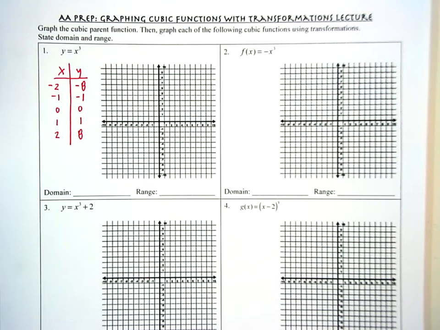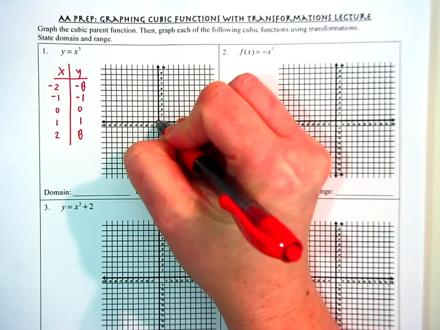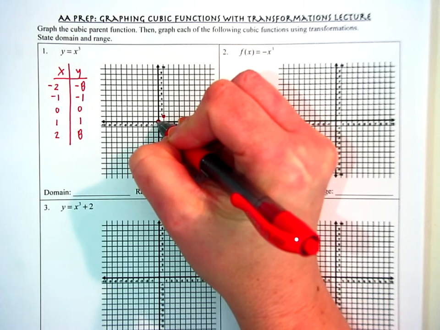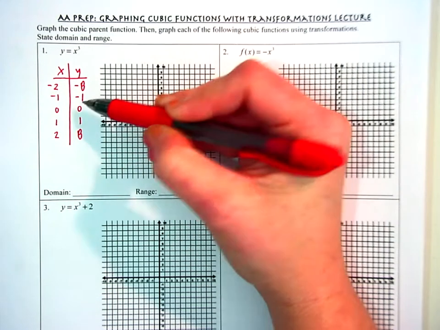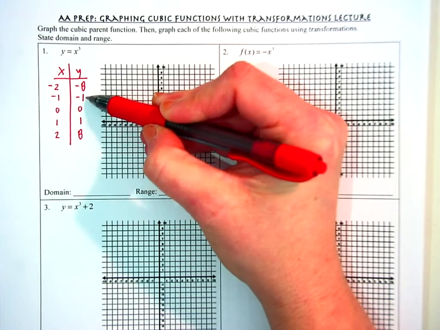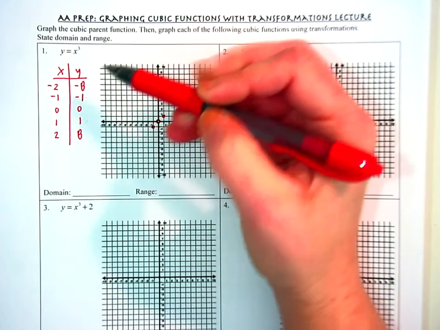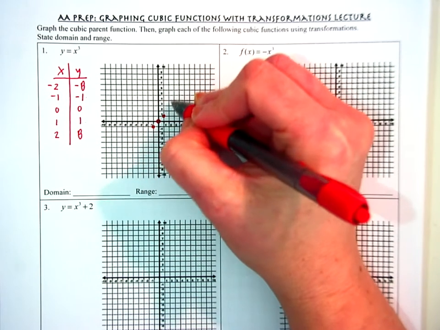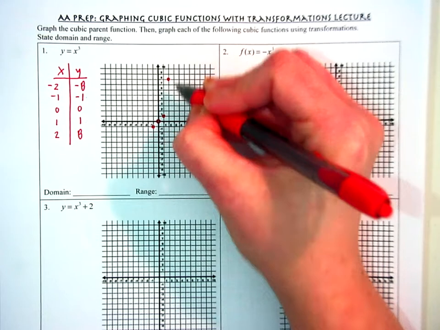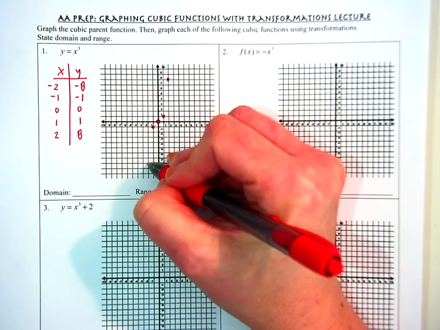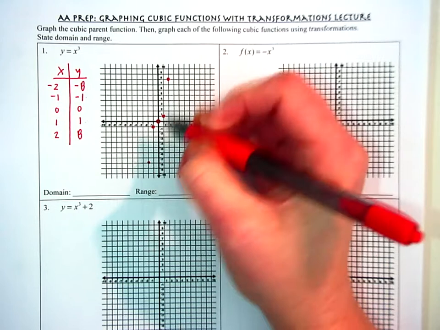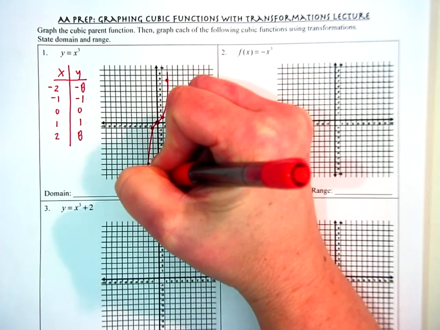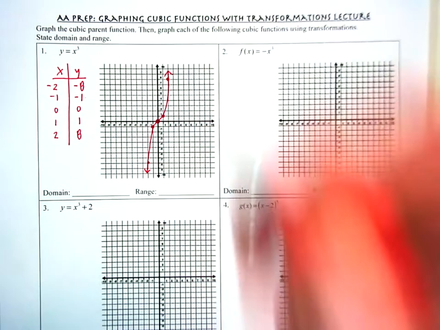So when I start, I usually start by putting my first point at the origin. And then I'm going over 1, up 1, left 1, down 1 to get these first 2 points after the origin. And then to get these 2 from the origin, I'm going over 2, up 8, and I'm going left 2, down 8, just like so. So that gives me this beautiful little squished S-shaped function that is my cubic function.